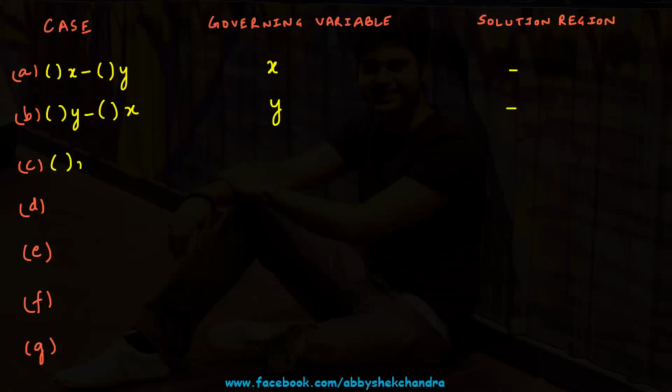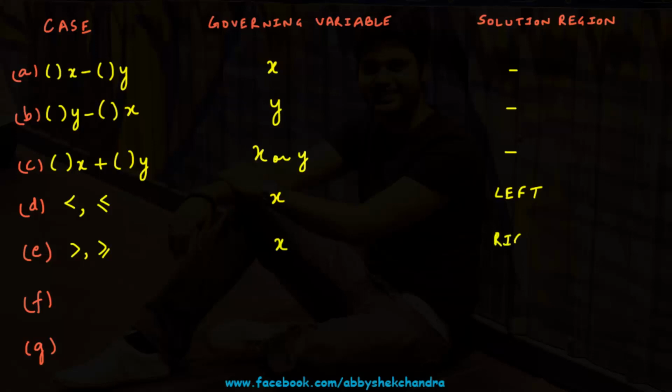If the term containing x is added to the term containing y, you can take either x or y as the governing variable. If the inequality is less than or less than equal to and the governing variable is x, the solution region is to the left of the plotted line. If the inequality is greater than or greater than equal to and the governing variable is x, the solution region is to the right of the plotted line.